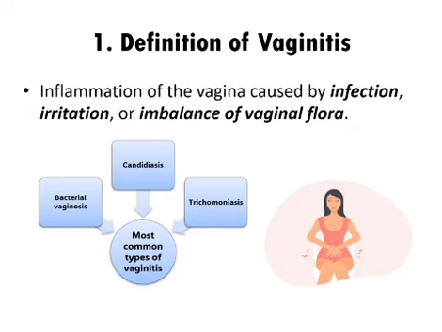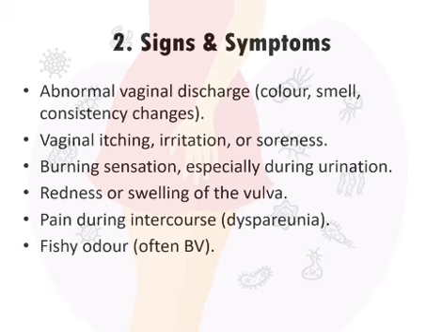Next, we are going to discuss about signs and symptoms of vaginitis. First sign will be abnormal vaginal discharge. From that we can see various color of discharge, smell and also consistency of texture, followed by vaginal itching, irritation or sometimes soreness. Next will be burning sensation, especially during urination. Then there will be redness or swelling of vulva.